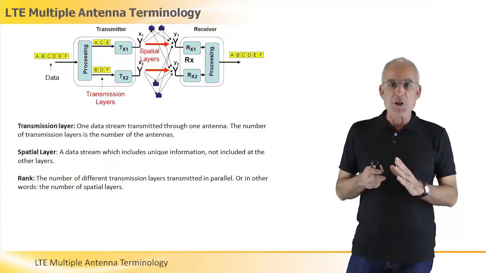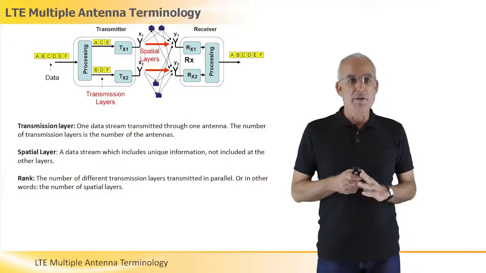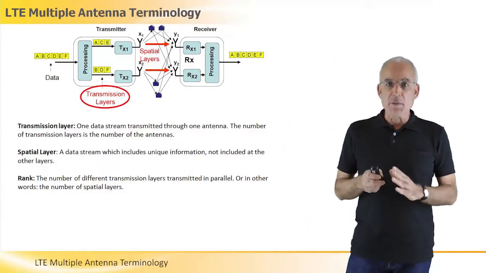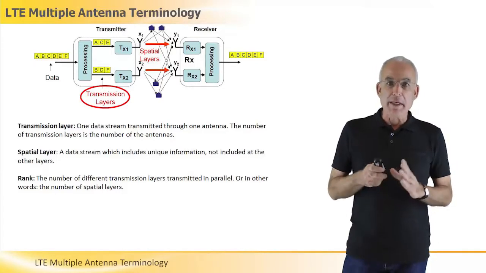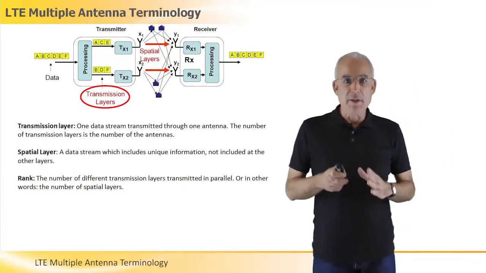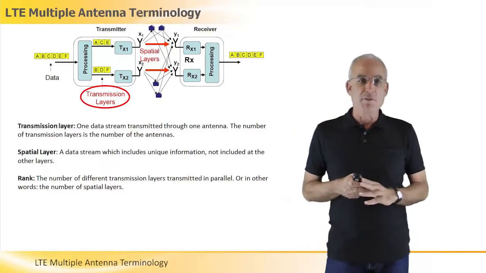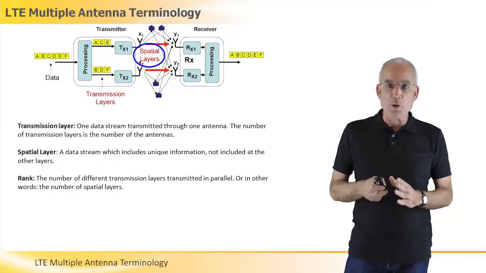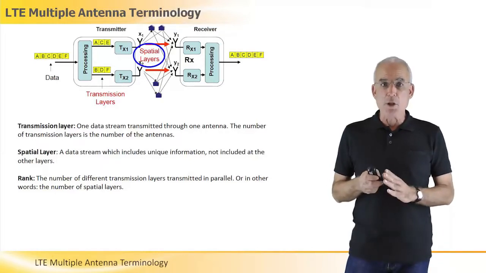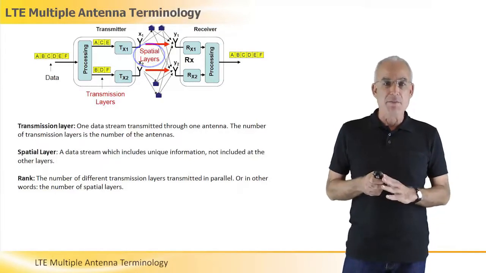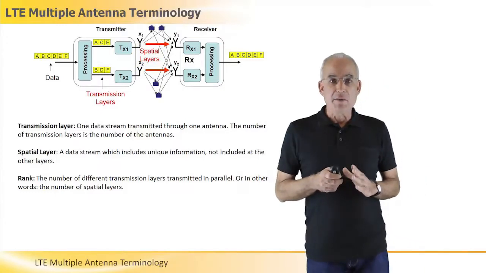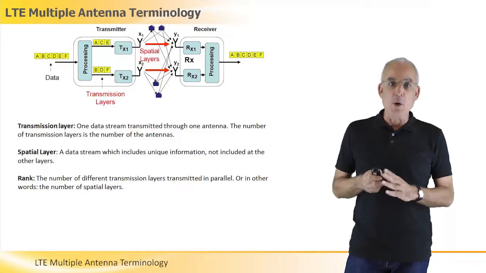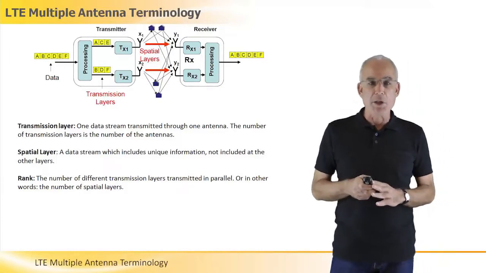LTE specification uses the following terms. Transmission layer is one data stream transmitted through one antenna. The number of transmission layers equals the number of antennas. Spatial layer is the data stream which includes unique information, not included at the other layers. Rank is the number of different transmission layers transmitted in parallel, or in other words, the number of spatial layers.